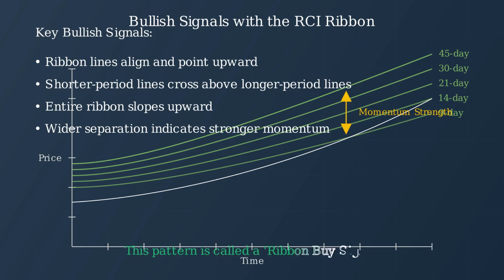This entire pattern, where shorter period lines cross above longer period lines and the ribbon slopes upward with increasing separation, is called a ribbon buy signal. It's one of the strongest indications to enter a long position.